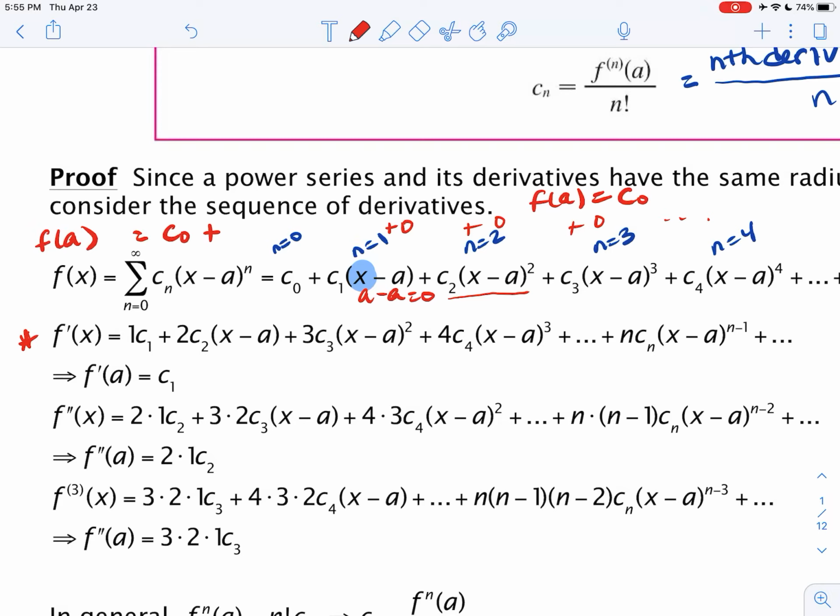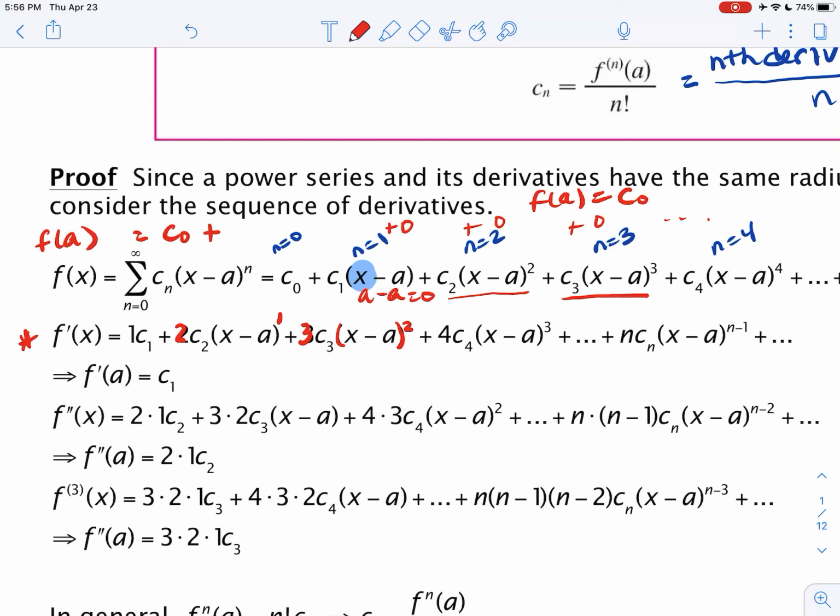Taking the derivative here, c sub 2 times (x minus a) squared, this would be 2 times c sub 2 times (x minus a) to the first power, then times the derivative of the inside. Taking the derivative of this term, c sub 3 times (x minus a) cubed, we would be taking 3 times c sub 3, and then times (x minus a) squared, but then times the derivative of the inside. So we do see that f prime of x does equal this long series.